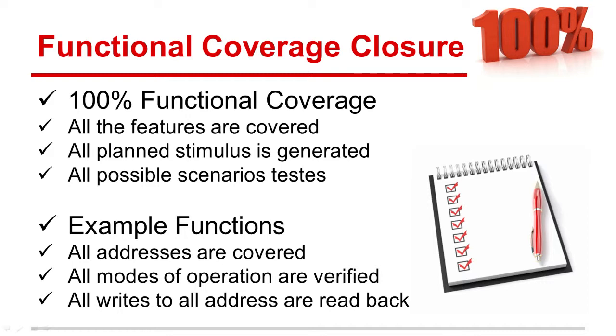That's called functional coverage. All the features have to be covered. All planned stimulus needs to be generated. All possible scenarios are tested. For example, all addresses are covered, all modes of operation are verified, and all writes to all addresses are read back. These are some of the examples.